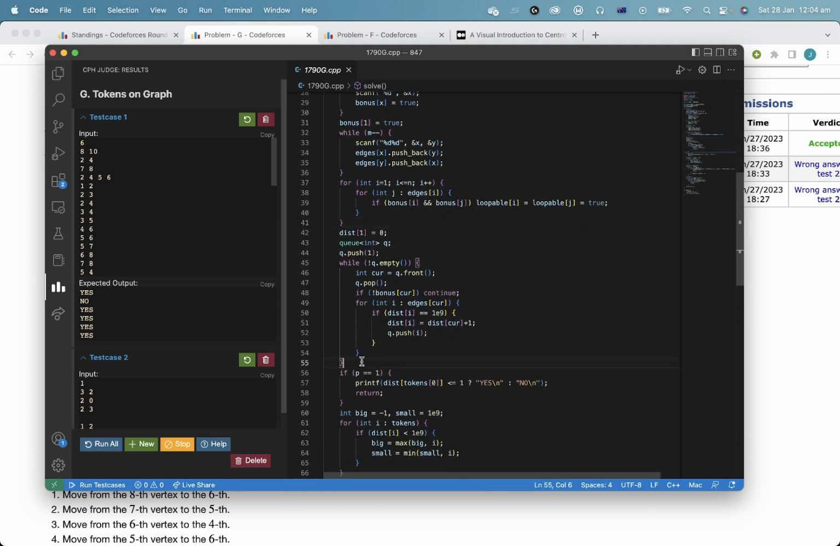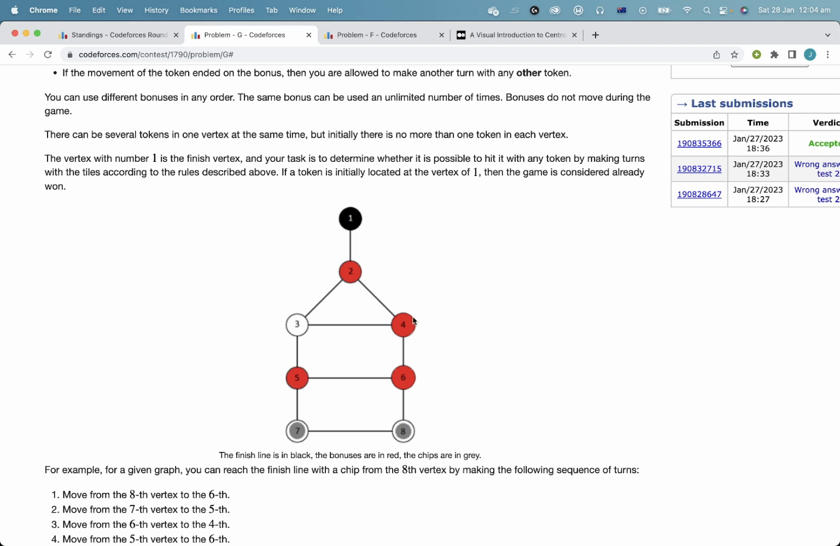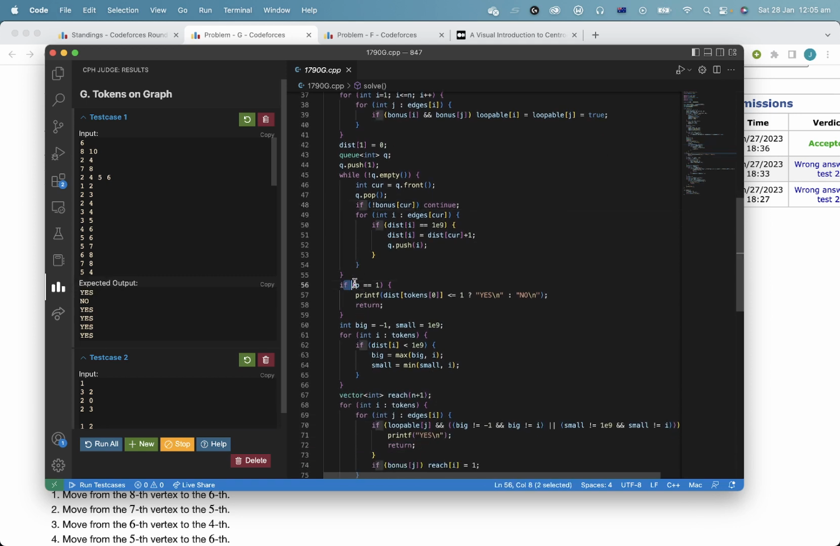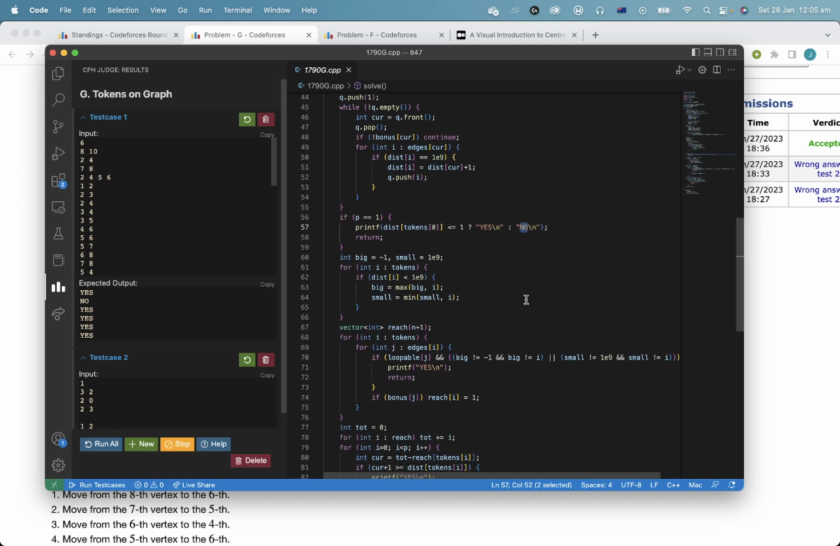And then I perform a BFS, and the BFS is just for every node, if a token was on that node, how many steps would it take to reach node 1, if apart from the starting node, you can only move onto bonus ones. So that's just a regular BFS, except that if my current node is not a bonus one, then you can't let other tokens pass through it, because it's not a bonus one. If there's only one token, then if that token can reach node 1 in 0 or 1 steps, the answer is yes, otherwise it's no. I just handled the one token case as a special case. Okay.